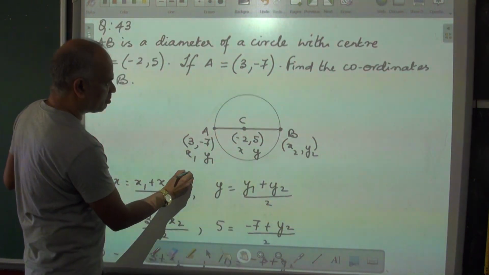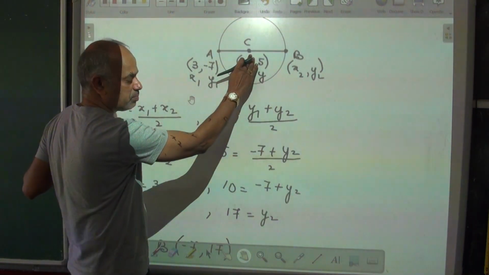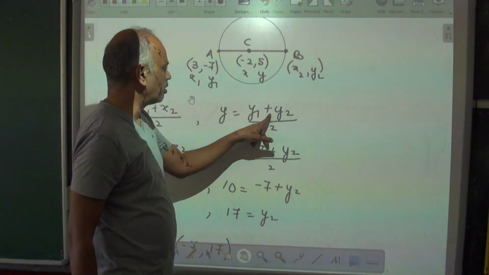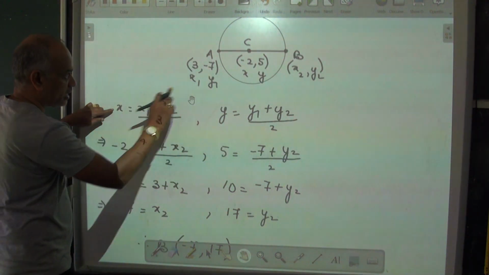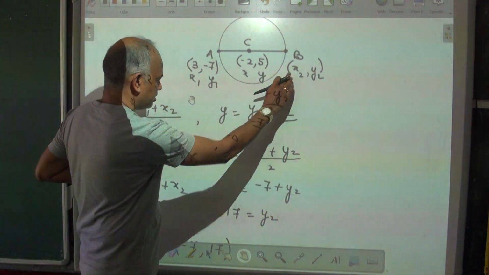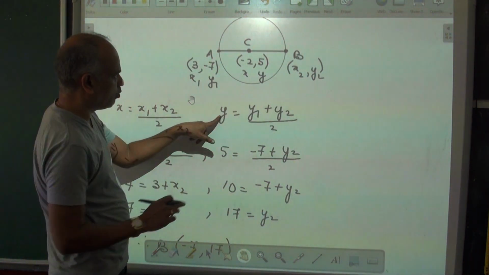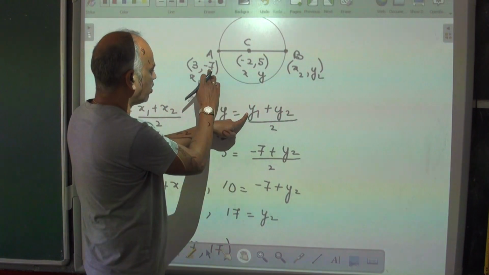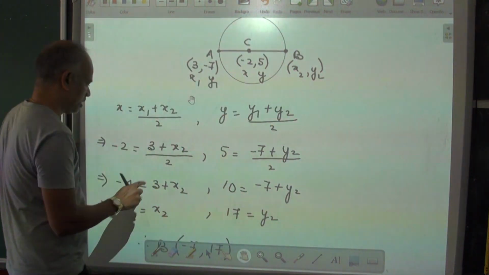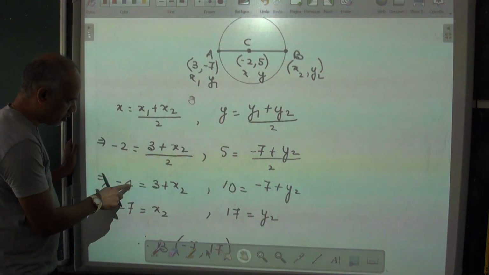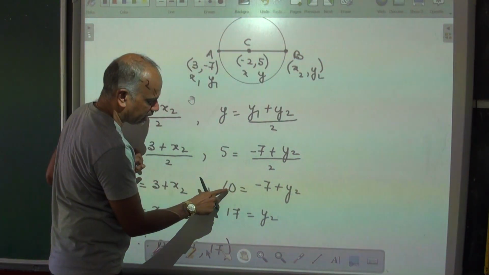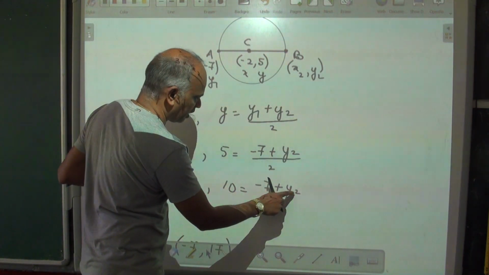So, using the midpoint formula, you know the midpoint: x is equal to x1 plus x2 divided by 2, and y is equal to y1 plus y2 divided by 2. X value is minus 2, x1 is 3, plus x2 remains the same, divided by 2. Y value is 5 is equal to y1 is minus 7, plus y2 remains the same, divided by 2. Multiply the 2 here: minus 4 is equal to 3 plus x2. Multiply the 2 here: 10 is equal to minus 7 plus y2.